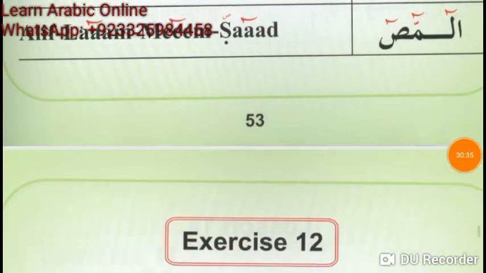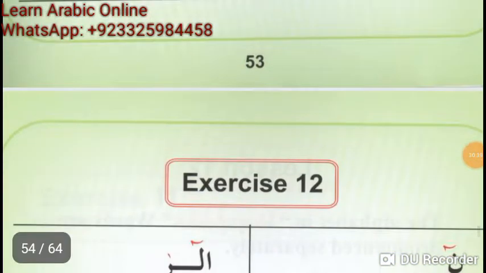Ta, Sin. Okay. Ta, Sin. Mim. Alif, Lam, Meem, Alif. Alif, Lam, Meem, Ra. Alif, Lam, Meem, Sad. Okay, next page.